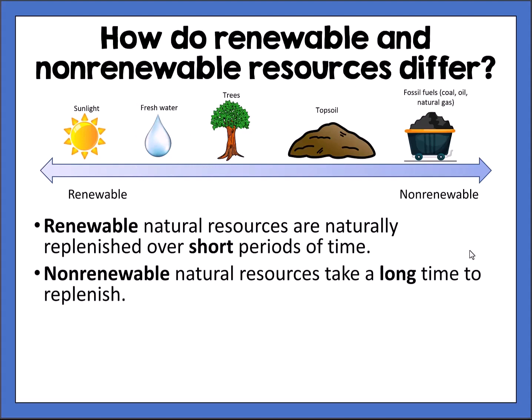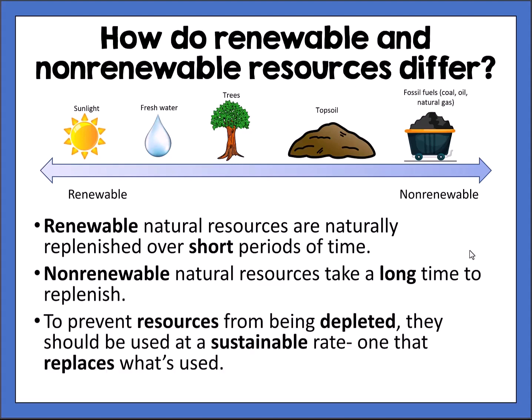Non-renewable natural resources take a long time to replenish. And that would be things like topsoil and fossil fuels, which could take millions of years to replenish. So to prevent resources from being depleted, they should be used at a sustainable rate, one that replaces what's used. So when we're talking about using resources sustainably, we're saying we are using them at the same rate that they are able to be replenished and recycled.